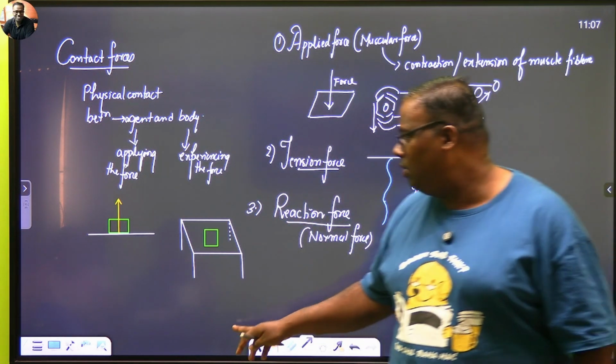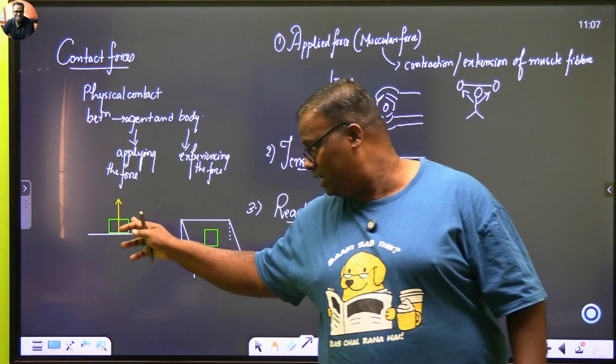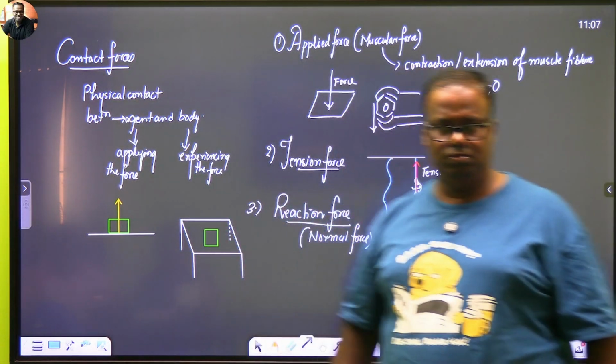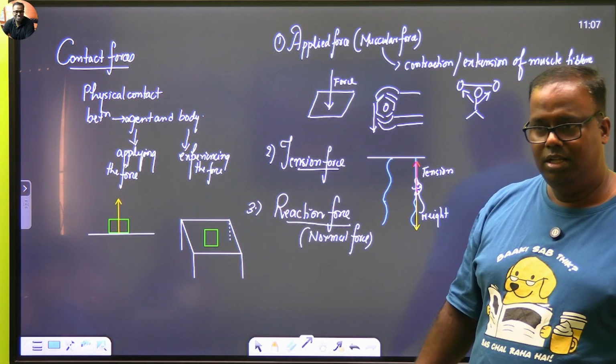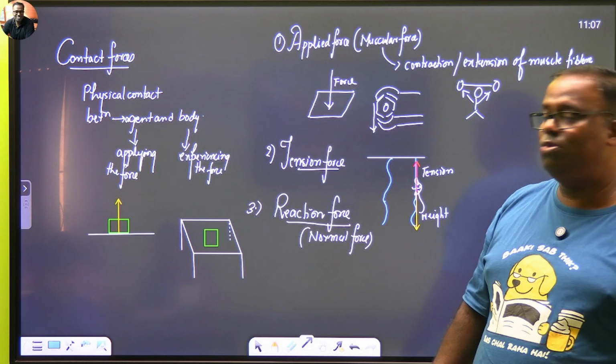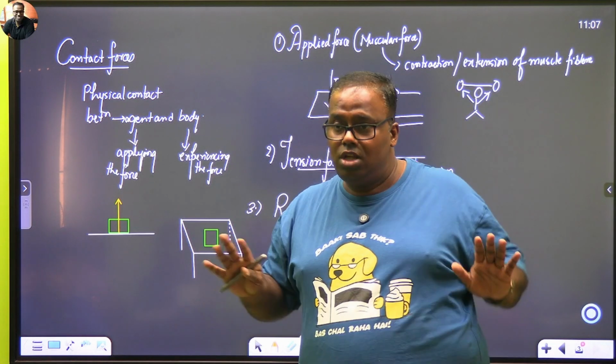Now let's change our example. इस बुक के जगह अगर इस टेबल में हाथी को बिठा देते तो टेबल टूट जाएगा. So this makes us understand one more thing, that the normal reaction has a limit.